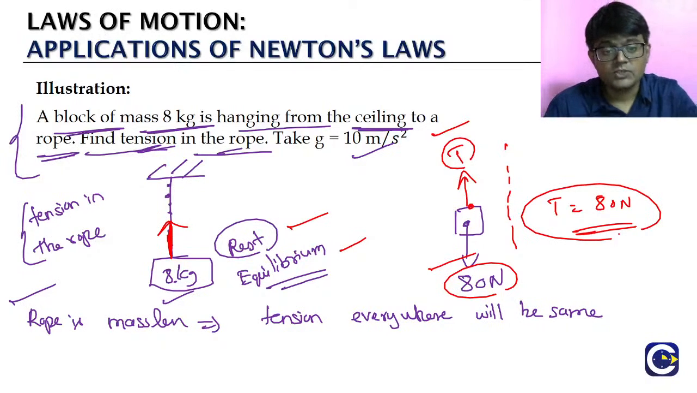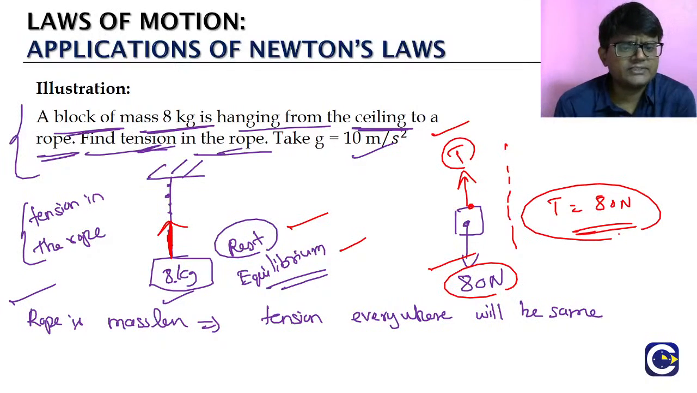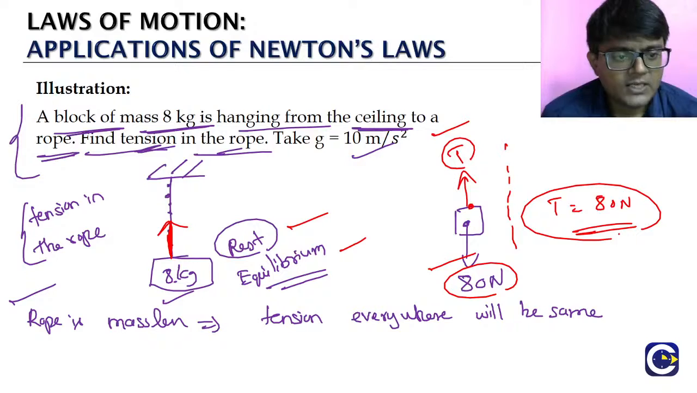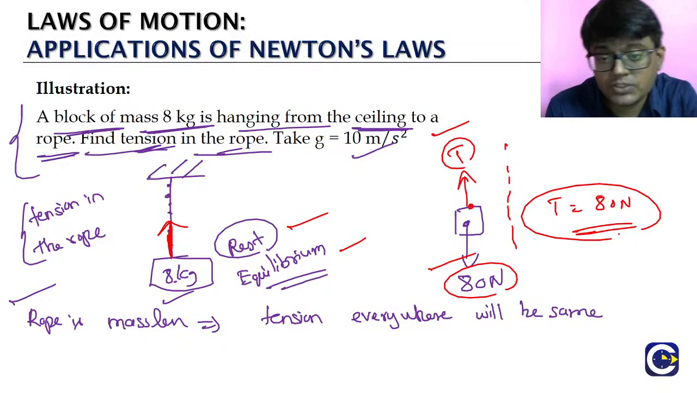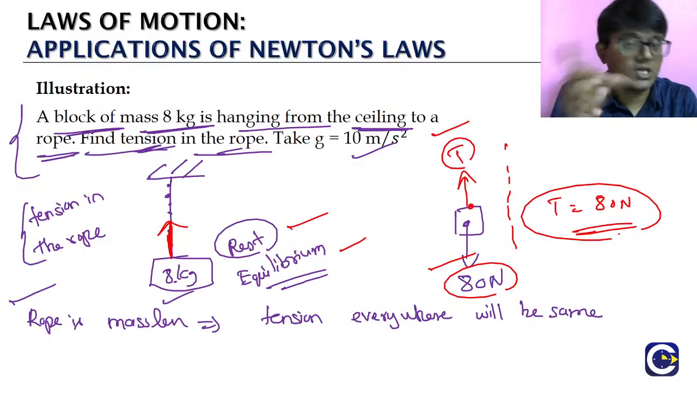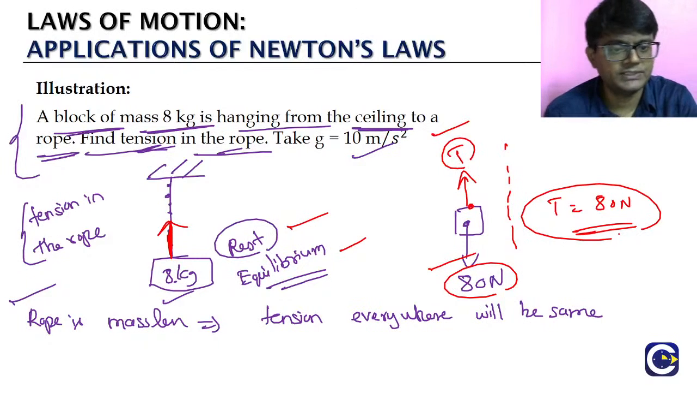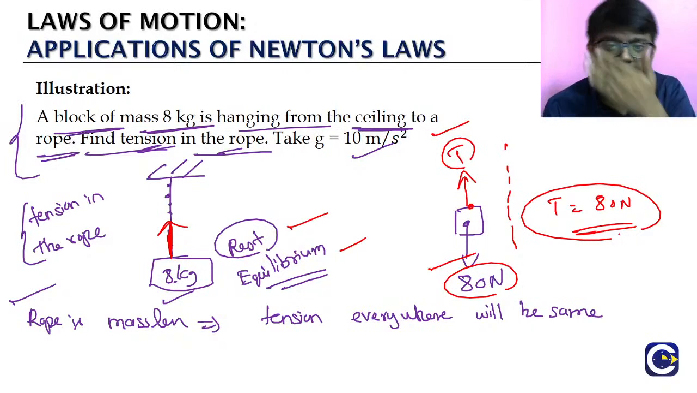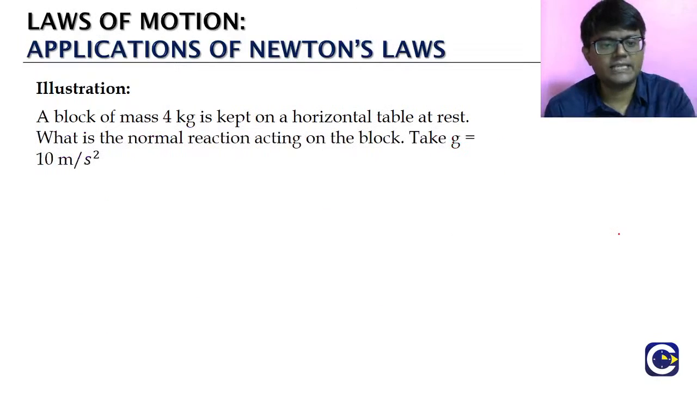So here we'll have only one equation. Why? Because only two forces are there, and they are acting along the same straight line. This is how we'll approach the problems to find out missing quantities or variables. So this is how we'll have questions on the applications of Newton's law with regard to this balancing of the forces condition. Now let us go to the next question.